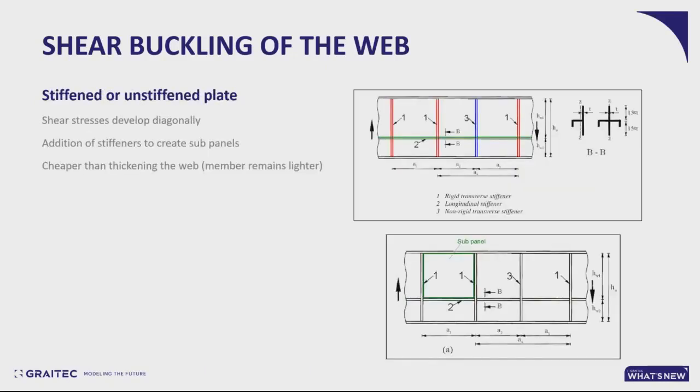So we can see right away that they make a difference between a stiffened and unstiffened plate, because it's common to add stiffeners along the web. They can be vertical stiffeners or transverse stiffeners, or they can be horizontal or longitudinal stiffeners. And these stiffeners will mitigate the shear stresses that develop diagonally in the web, because instead of dealing with a long and high web, you will be dealing with smaller panels with smaller shear stress. And this solution of introducing stiffeners is actually cheaper than using a massive web, because the element remains lighter.